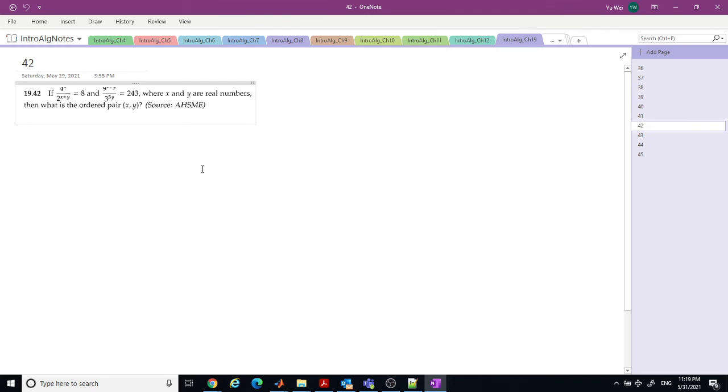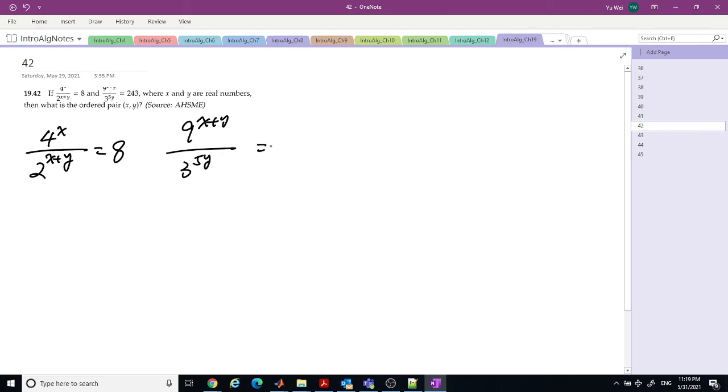Okay, for this one I copied the picture and cut some of it out. We know this one equals 8. Let me write it here: 9^(x+y) over 3^(5y) equals 243. This one is 2 to the 3, and this one is 3 to the 5.